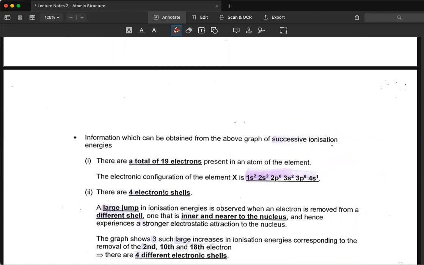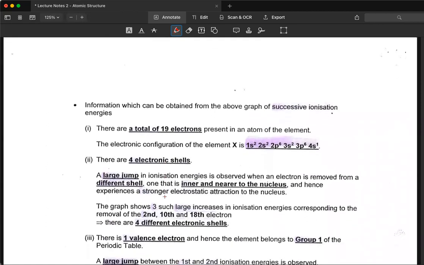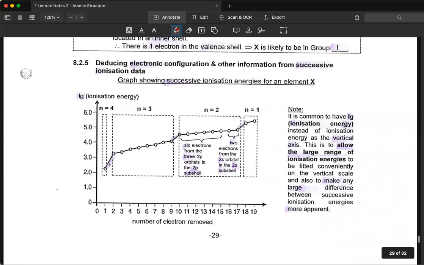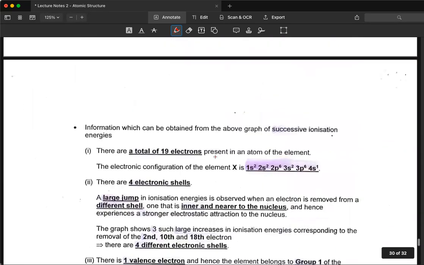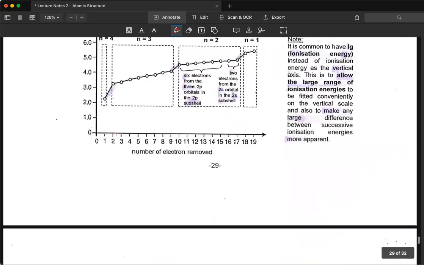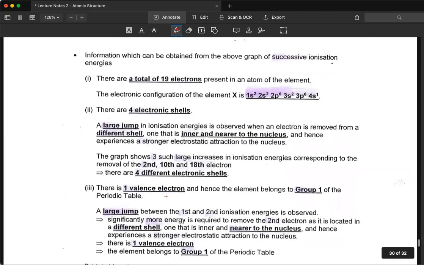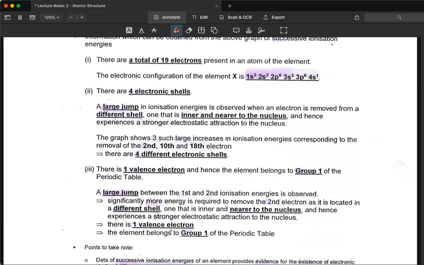There are 4 electronic shells. There's a large jump in IE when the electron is removed from a different shell, the one that is inner and nearer the nucleus, and hence experiences a stronger electrostatic attraction. The graph also shows 3 such large increases, 1, 2, and 3. So with 3 large increases, it means you have 4 shells. There's 1 valence electron here because there's a large increase after that. So it must be a group 1 element. I will not go through the reason anymore.